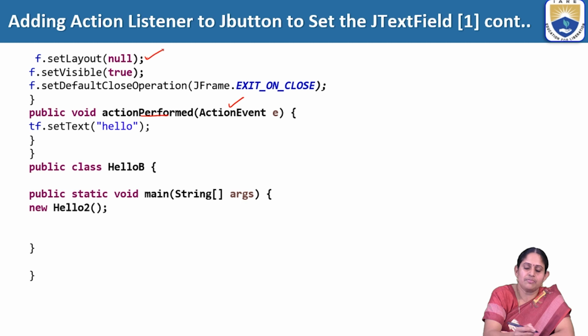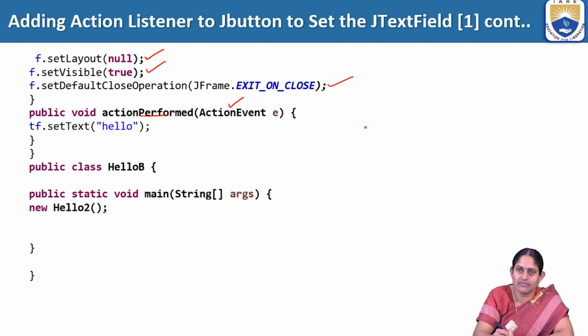Now we are not specifying any particular layout, so we are setting the layout to null, and the visibility so that the window will be made visible. For that we are setting the visibility to true, and when we press the close button, the frame exits. To exit on close, we make use of this constant: the frame's default close operation is EXIT_ON_CLOSE.